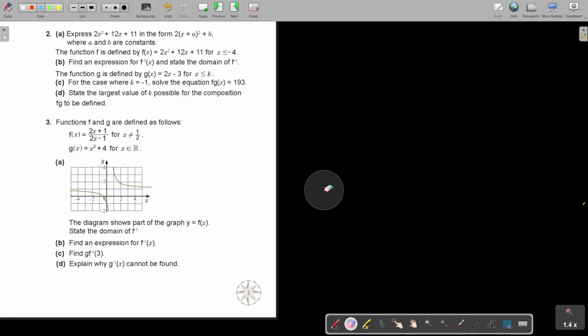A Level, functions and graphs. Exam preparation questions, part 3.